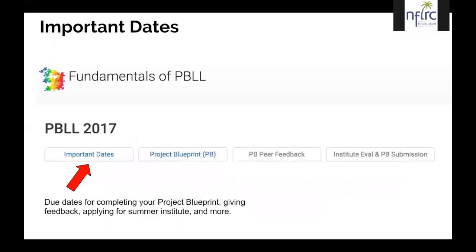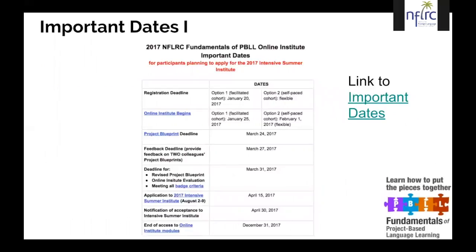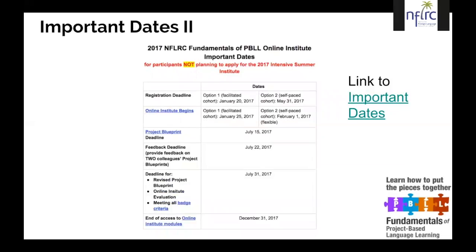So one more time, just go to where you can find the information that you need. The next one is important dates. You must have seen this icon on your online module. And when you click that, it will take you to a document. There are 2 pages in the document. The first page is for participants who are planning to apply for the online institute. So if you are planning to apply, look at page 1. If you are not planning to apply, just scroll down to page 2. There are different due dates.